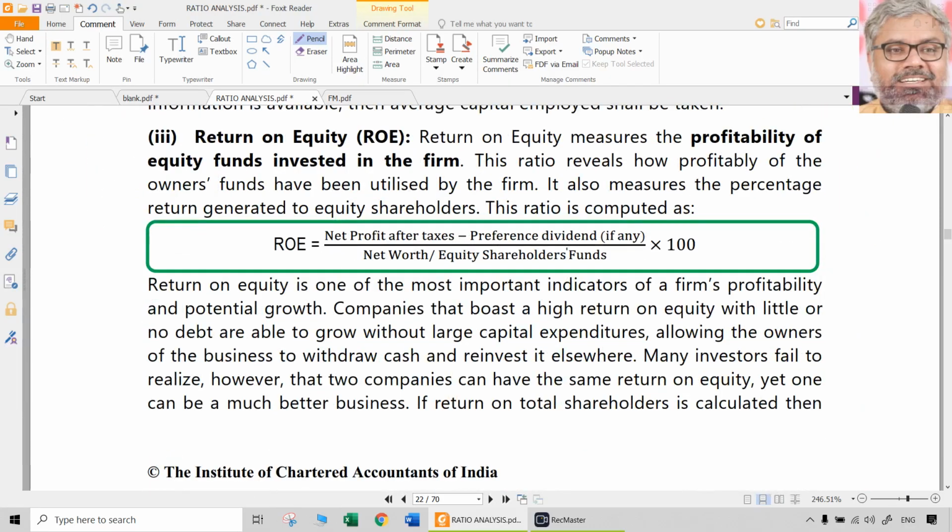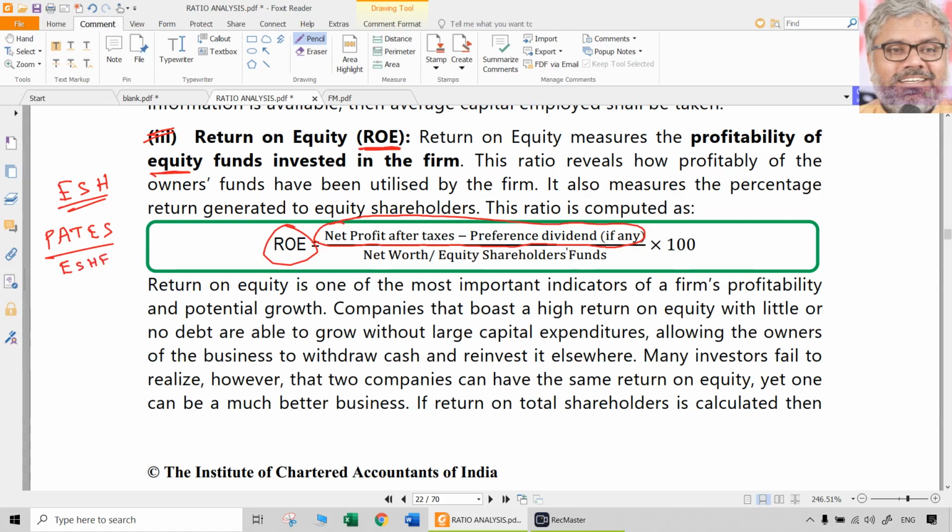Now, coming to the other type of return on investment, that is return on equity. Equity, here we are talking about the equity funds invested in the firm. So only for equity shareholders we are talking. What will be the profit available to the equity shareholders? That is the numerator. What will that be? Profit after taxes minus preference dividend, if any, which is what is available to the equity shareholders, divided by equity shareholders funds.